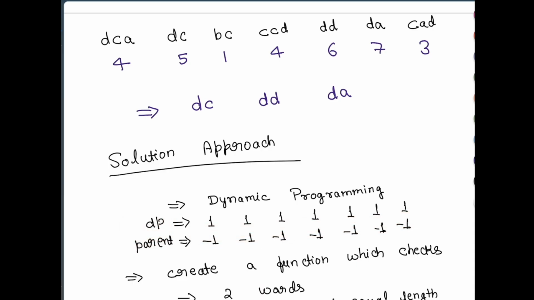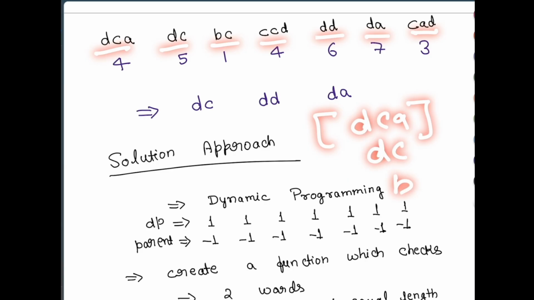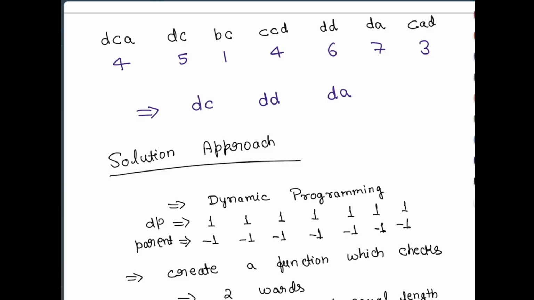This one is telling me that if you form a string array as an output ending at these particular words, like DCA or DC or BC, then the length is going to be 1. And the parent of all of them is -1 as of now. -1 means they don't have any parent, and I will show you how this is useful for us.